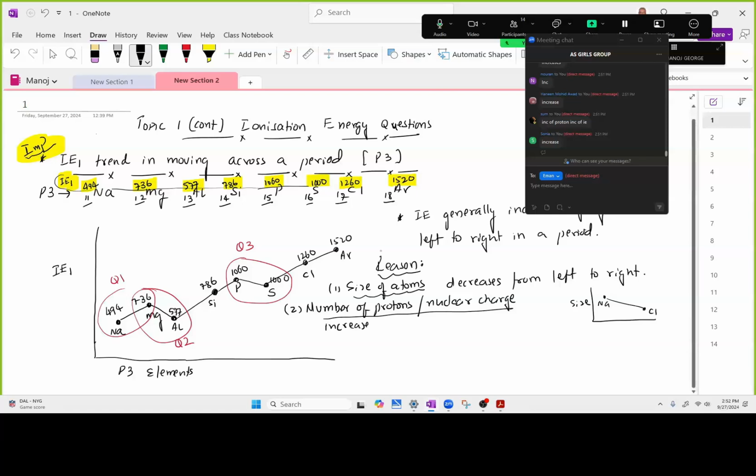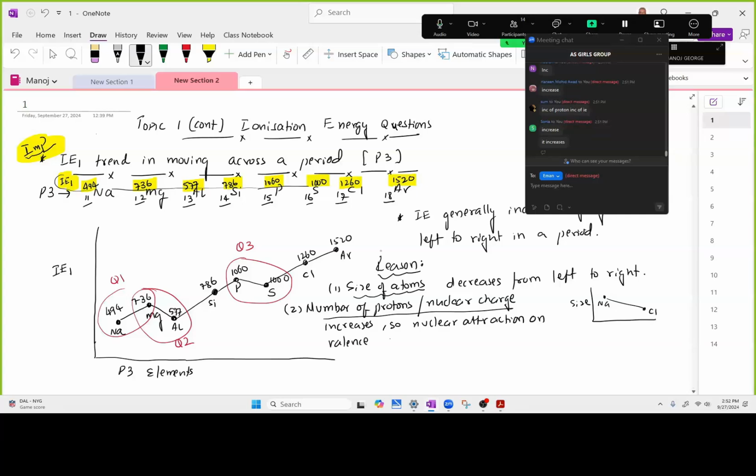what happens to the nuclear attraction on the valence electrons? Do you know what valence electrons are? Electrons in the last shell. Nuclear attraction on valence electrons increases. Now, do these two points make sense so far? Size of the atom decreases left to right. Number of protons also becomes more left to right. So because of all this, nuclear attraction is becoming more. Makes sense?